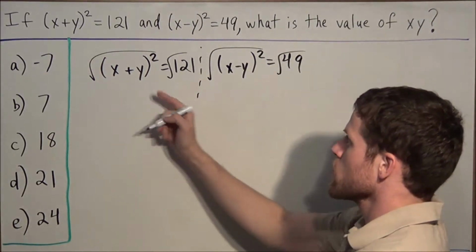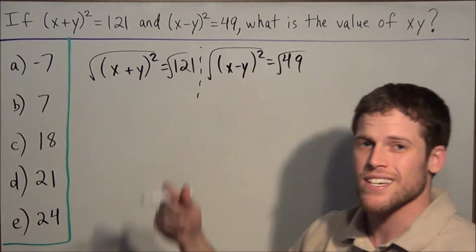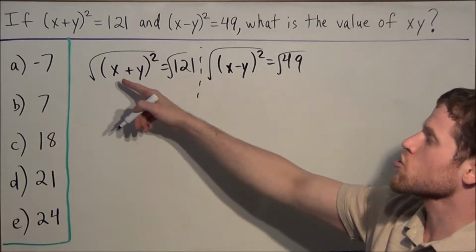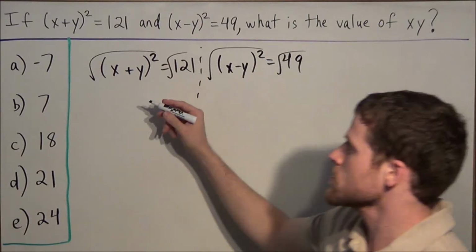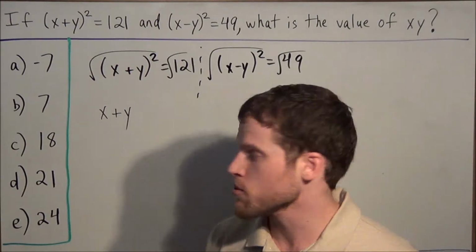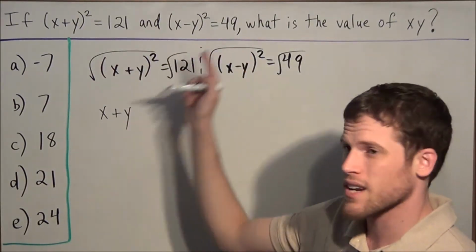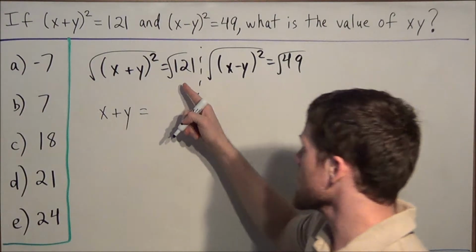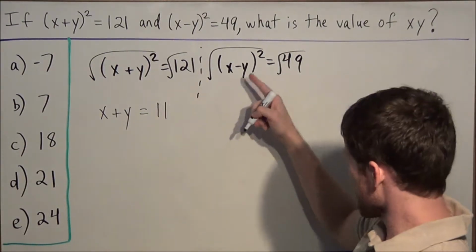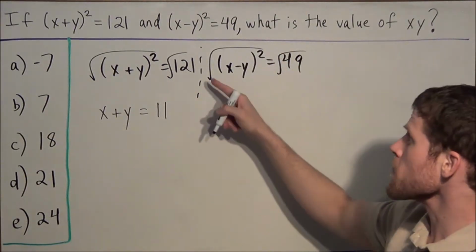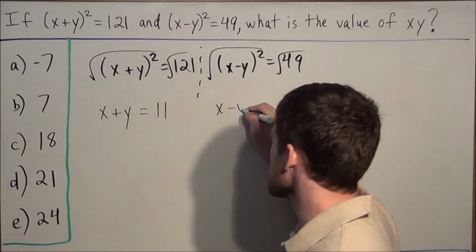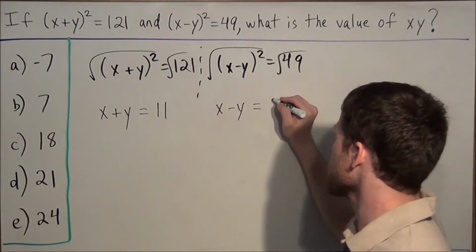Now because the SAT is timed, we're going to just ignore this concept of absolute value for now. We're going to look at the square root of (x + y)² as x + y. Remember, squaring and square roots are inverse operations, so the radical and the square term cancel out. On the right-hand side, the square root of 121 is equal to 11. So that's our first equation. On the second equation, the square root of (x − y)² is x − y, equals the square root of 49, which is 7.